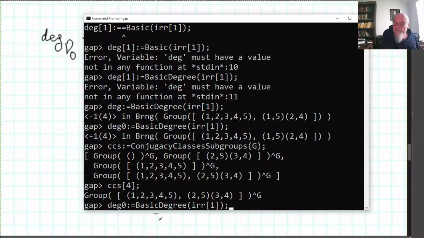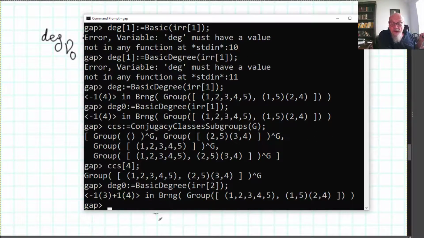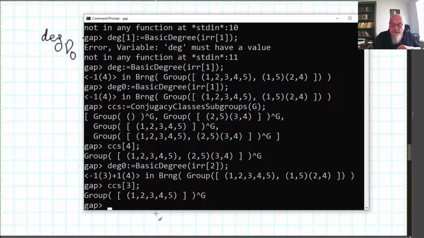Sorry. Go back, put here 2. I'm getting the second one. So what is the conjugacy class of CCS number 3? Because we need to identify. What is it? This is a Z5. Those are the rotations. Very good.